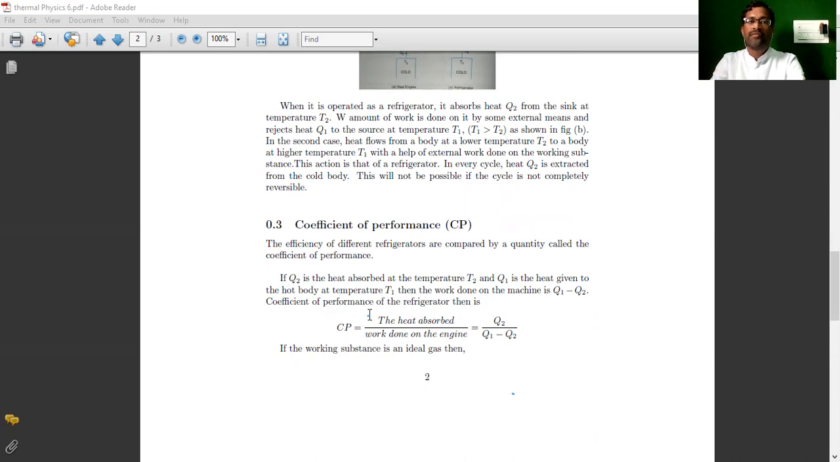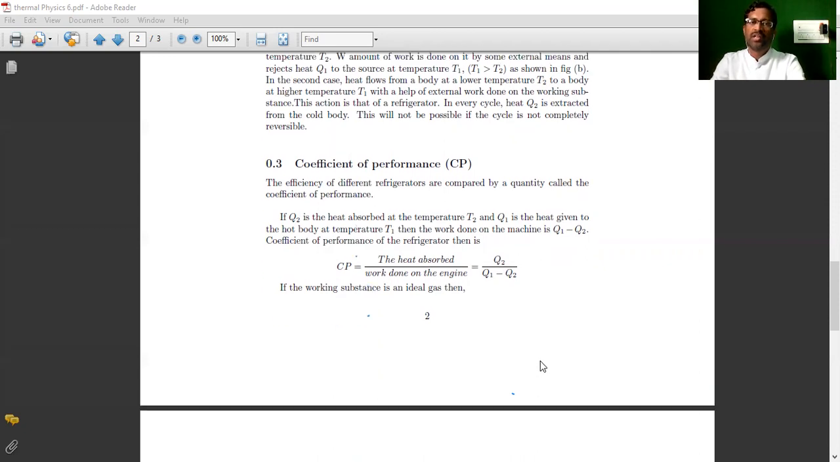So thus, coefficient of performance of the refrigerator can be defined as the ratio between heat absorbed and work done on the engine. So coefficient of performance Cp is nothing but heat absorbed divided by work done on the engine. And heat absorbed, we know it is Q2, and the work done on the engine is Q1 minus Q2. So Q2 by Q1 minus Q2 gives the coefficient of performance for a refrigerator.